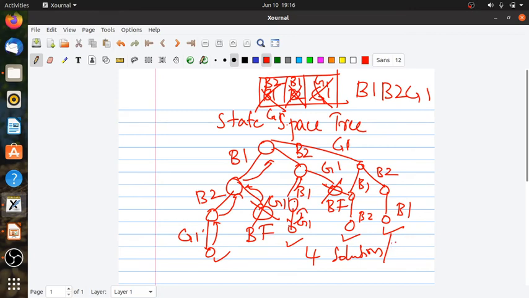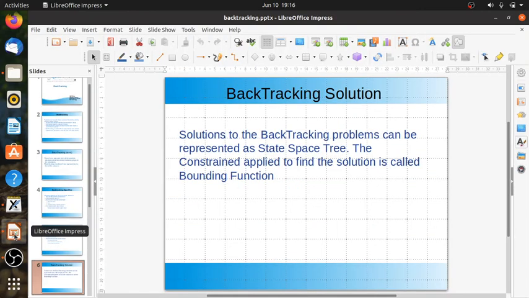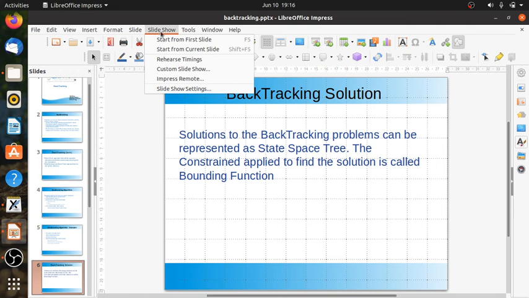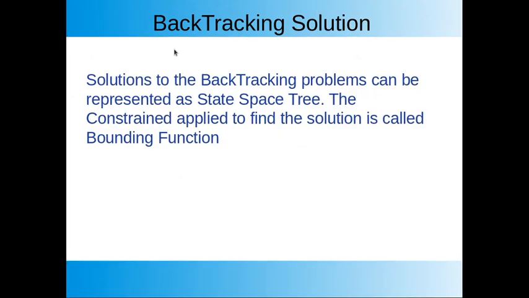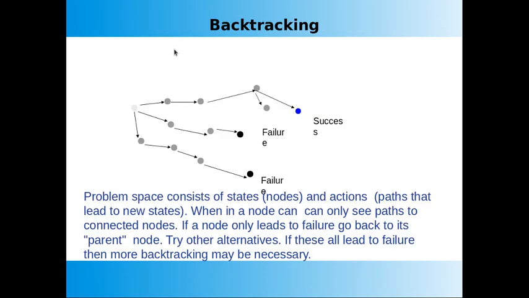Next, we are going back to the PowerPoint presentation. This is the solution of backtracking using the state space tree. This is the same diagram we already drew, and here we have the success, and in some cases it will be a failure. If it is a failure, it comes back to the parent node.